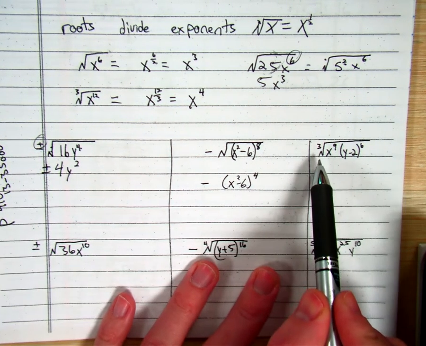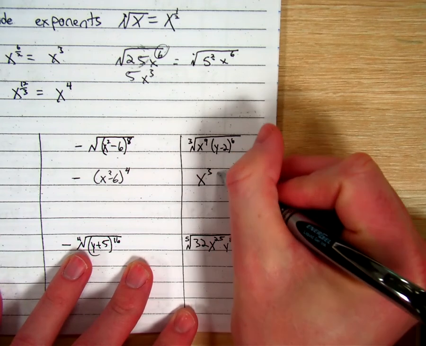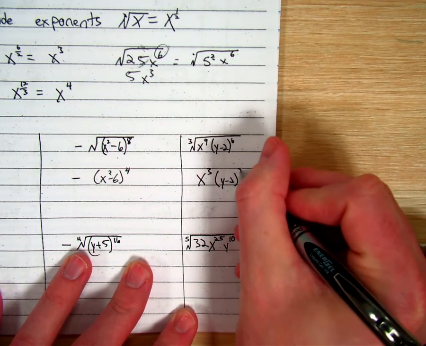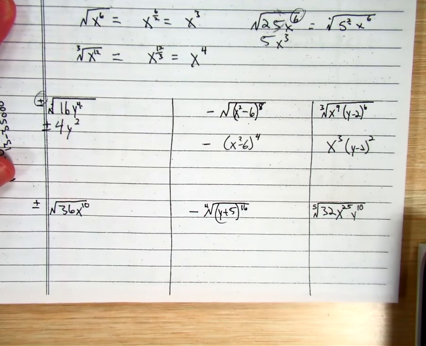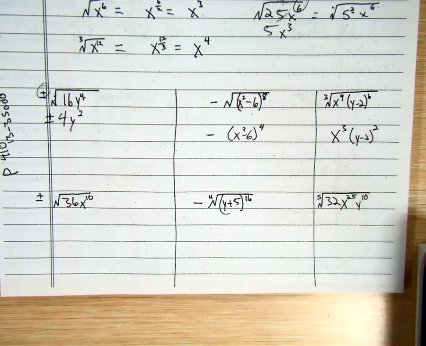Cube root here, so we're going to be dividing our powers by 3. X to the third, and then the quantity y minus 2, 6 divided by 3 is going to be squared on the top. All right, let's see if you can take those examples. Go ahead and push pause and try those 3 on the bottom.